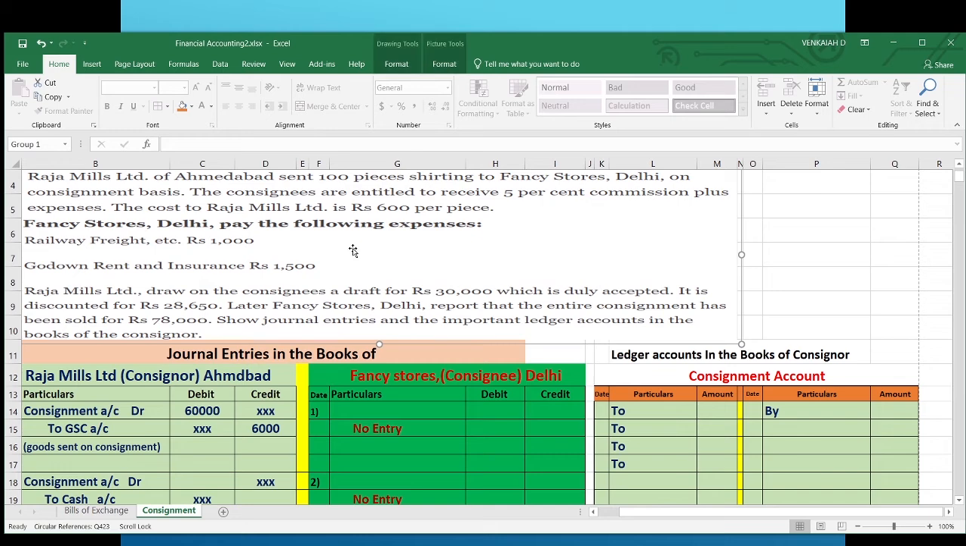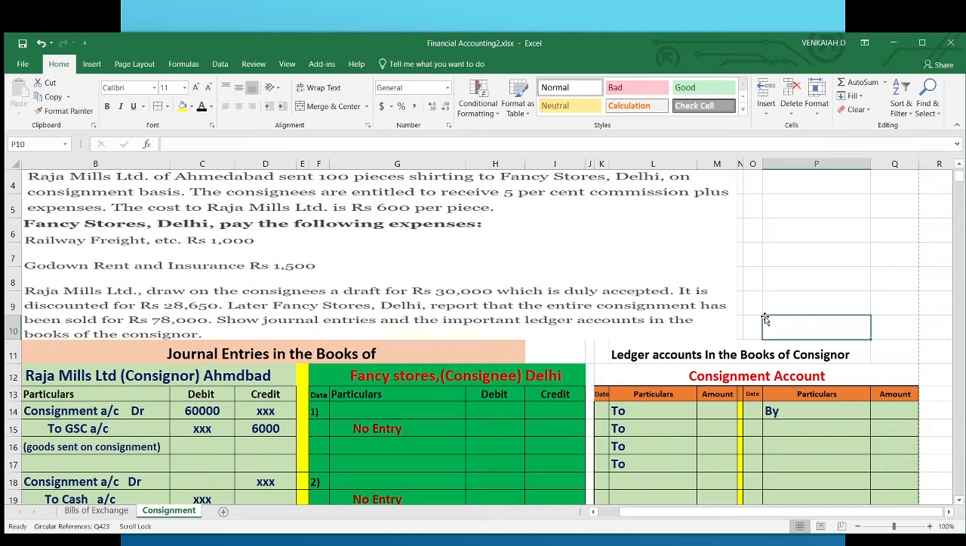Next, consignor expenses. The consignor name is Raja Mills Limited. There is no information that Raja Mills Limited paid any amount. Next, Fancy Stores, Delhi paid the following expenses. Fancy Stores, Delhi is the consignee. Okay. Consignee expenses are 1,000 plus 1,500, that is 2,500.